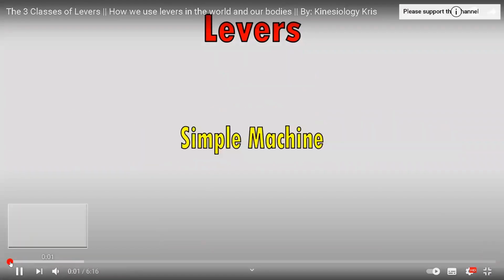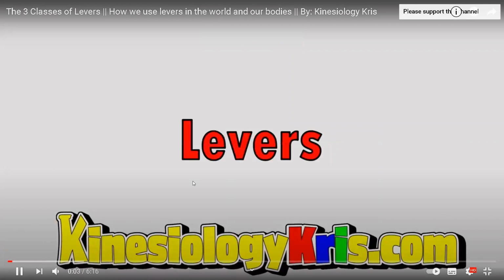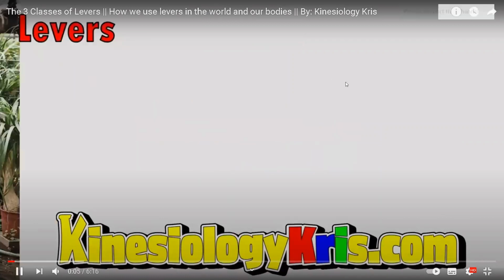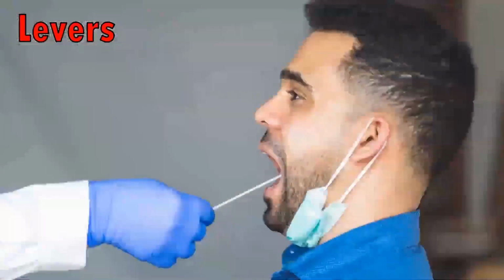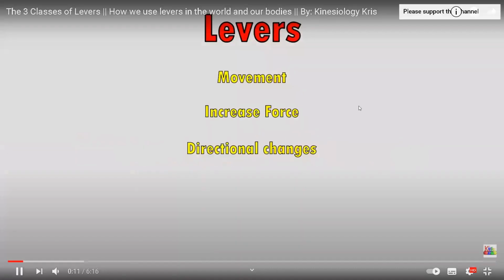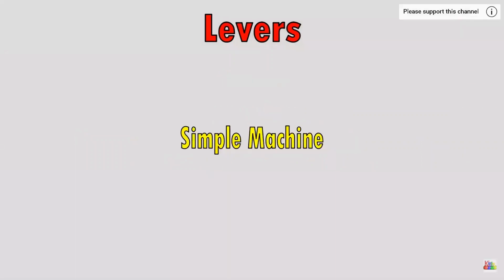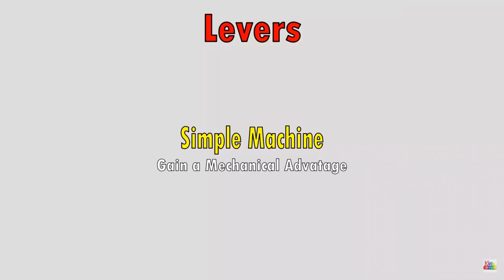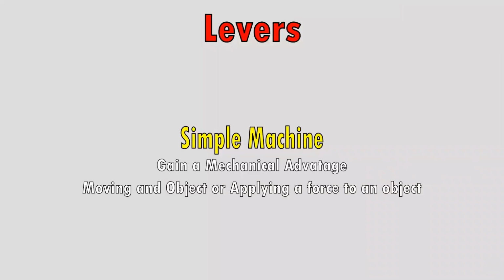Forms of a machine. I'm Chris, and today we will be talking about levers and how we use these levers in everyday life and inside of our bodies to produce movement, increase force, and produce functional changes. Levers are one of the simplest forms of a machine. A lever is a simple machine that allows you to gain a mechanical advantage in moving an object or applying a force to an object.